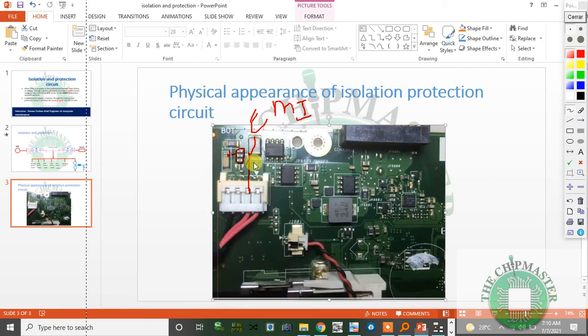So that is why, many times when you're repairing a motherboard and isolation protection is not working, these coils will burn and these capacitors can burn because of overcurrent, due to EMI filtration and other spikes that occur on the motherboard. All right, so as you can see, the 19 volts will flow through this coil.